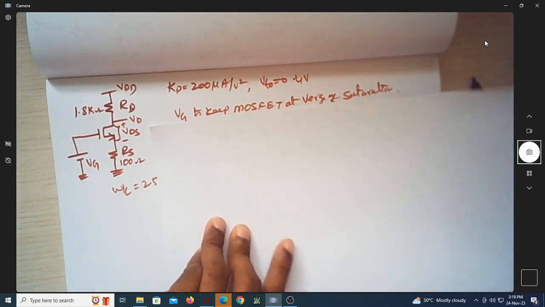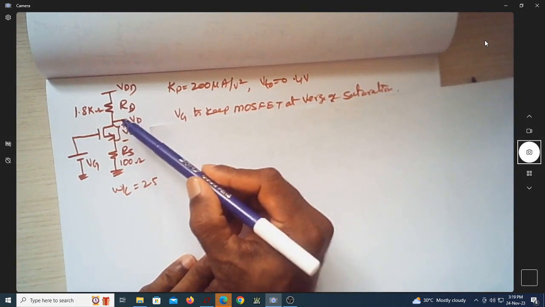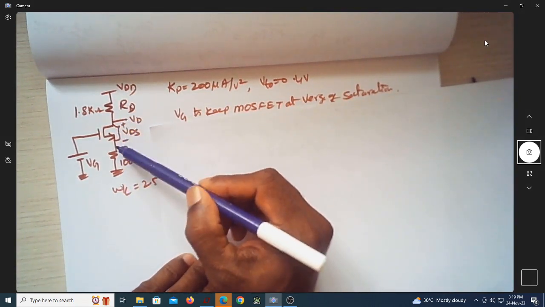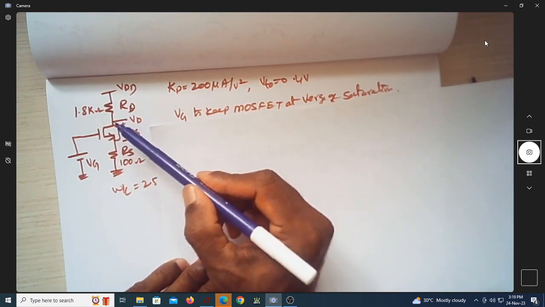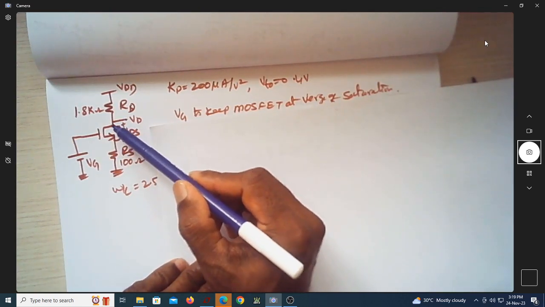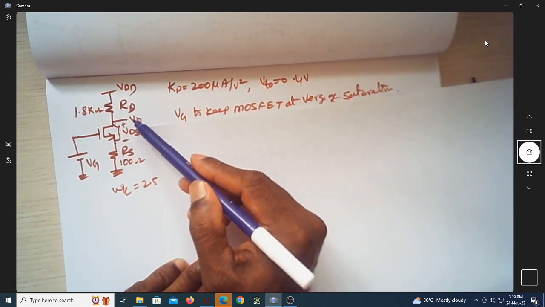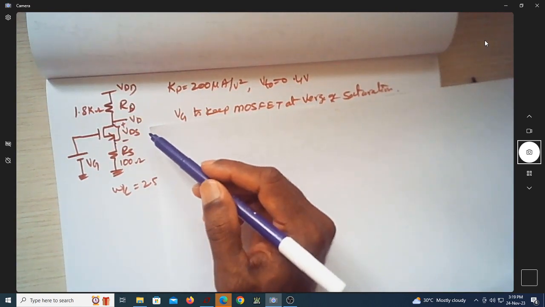Now there is one twist we need to be very careful. This VD is not VDS because this VD is actually VDS plus this drop. So that's why when you're writing the equation, this voltage difference is VDS. So that's why this VD is not equal to VDS.